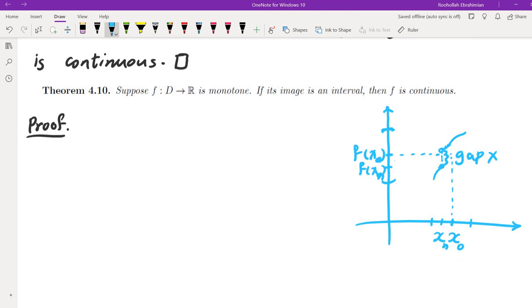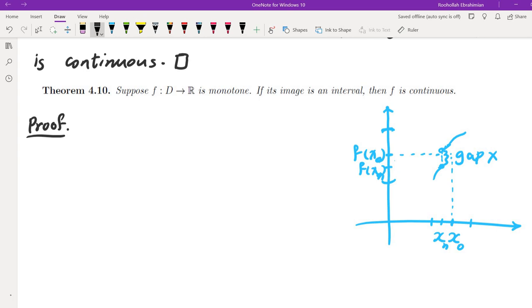So if you're always going up, the only way you can have points of discontinuity is if you have a jump. And if you had a jump, it would have to be a vertical jump, which would be problematic, because then your image would not be an interval. So that's the idea of why it is true. Now, making that more rigorous and writing down the proof proves to be a little bit more complicated. So let's go ahead and write down the proof for this one.